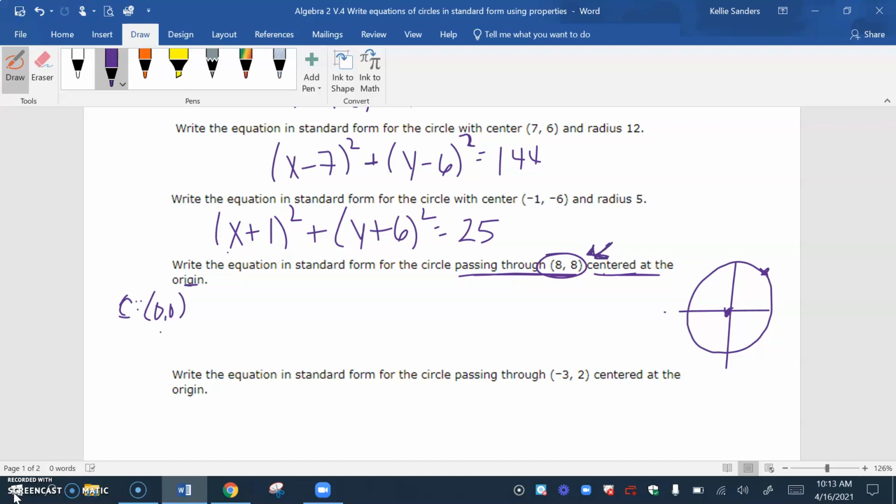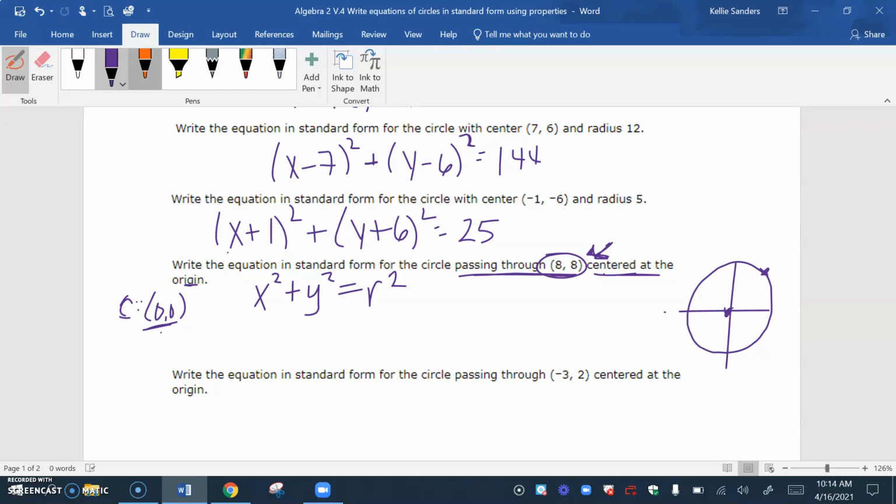So we have the center, we need the radius. If we have those two things, then we know the standard form of the circle. So let's write in what we have right now. We know it's 0, 0, so we know it's x squared plus y squared because it's at 0, 0, but we don't know the radius. We don't have r squared.